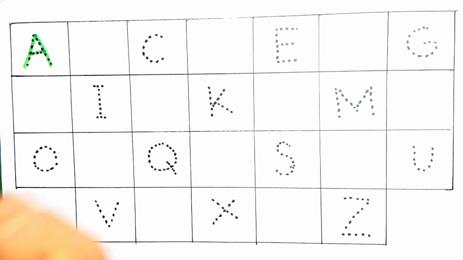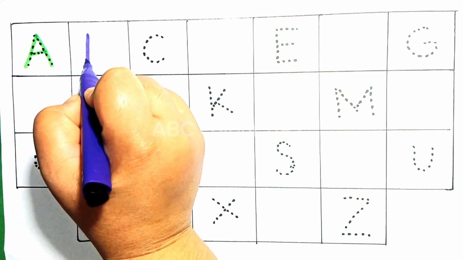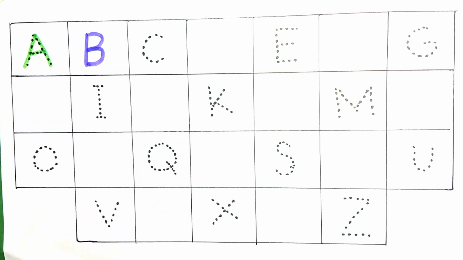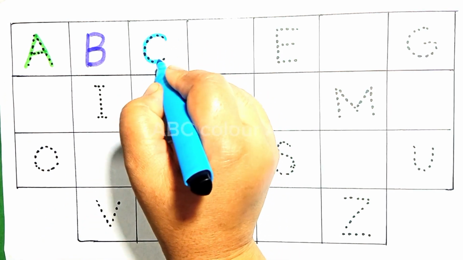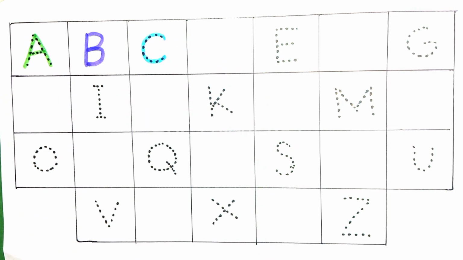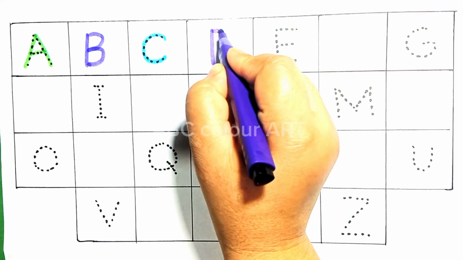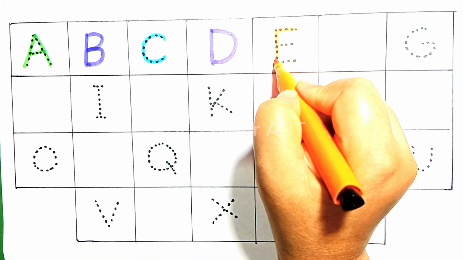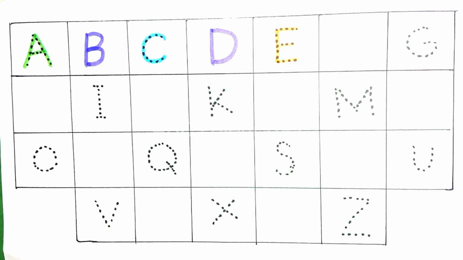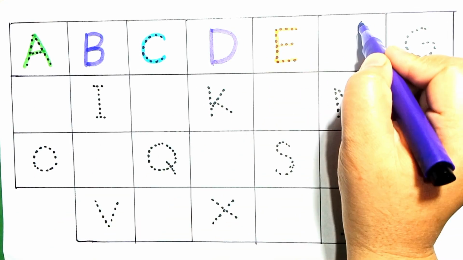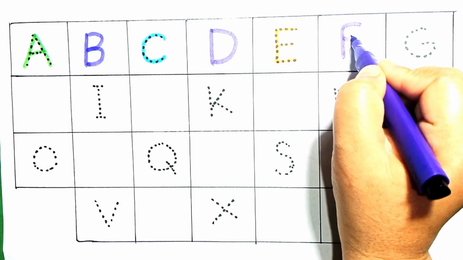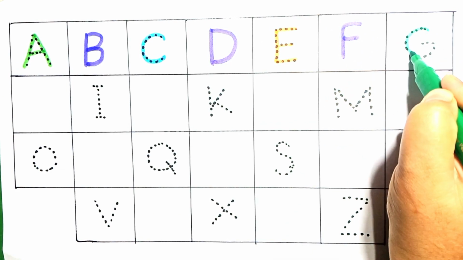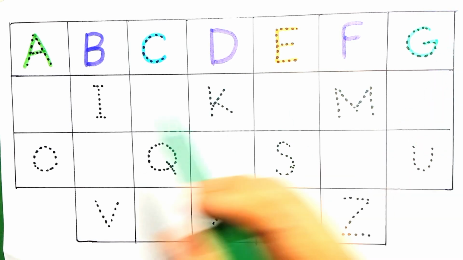A is for airplane. B is for ball. C is for cat. D is for dog. E is for elephant. F is for frog. G is for grapes.